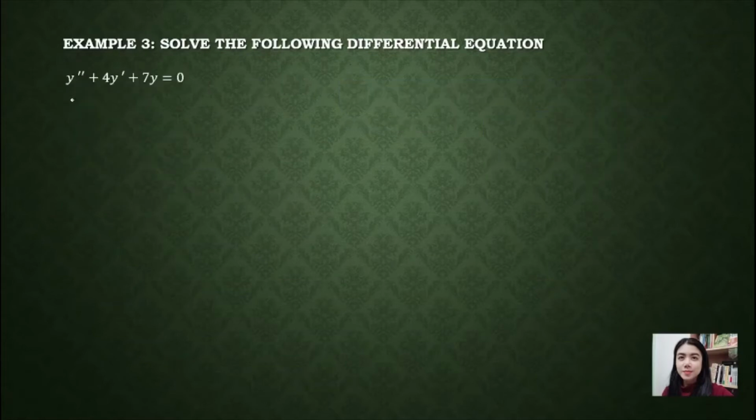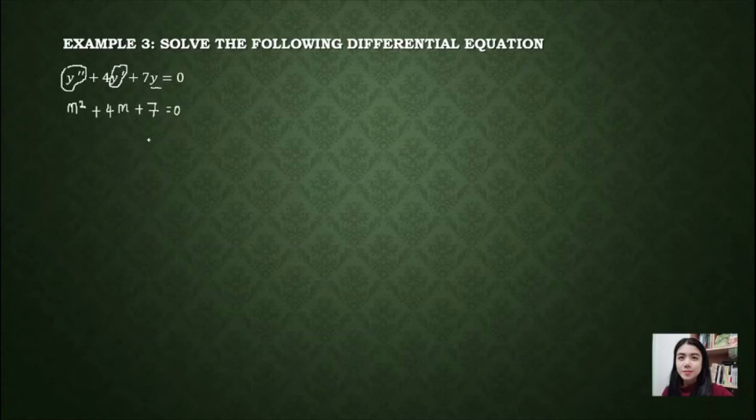Now we come to the third example. Again, we're going to use the same concept. We're going to change the derivative into m. So you're going to change this one. This is the second order derivative, change to m squared. And you have plus 4, and this is the first derivative, so you're going to change it into m to the power 1, plus 7y. The y is not a derivative, so it should not have the m.